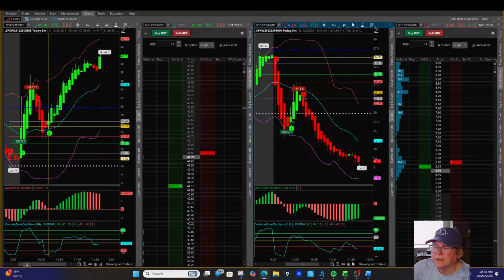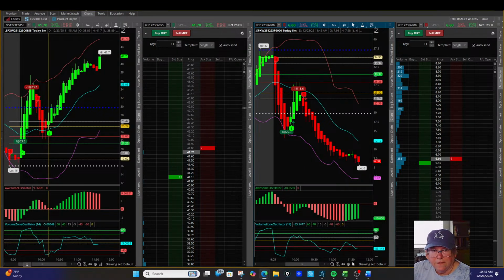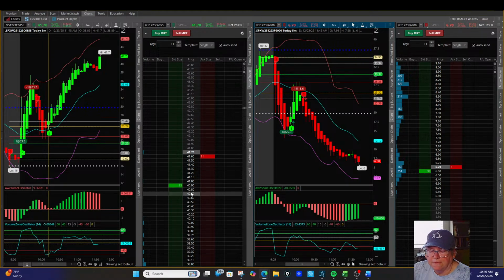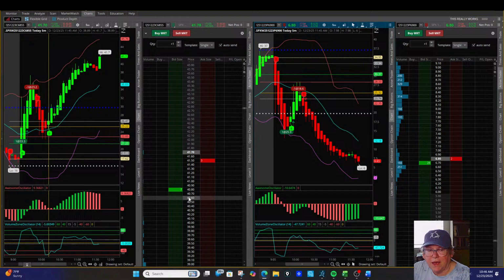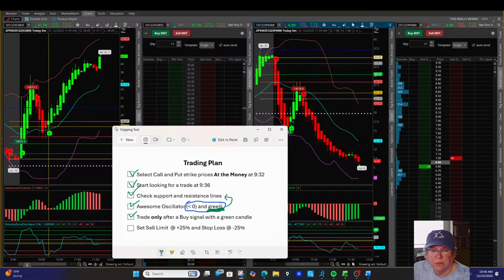I want to point out something, that it just went over the 41. That was like a fence, a roadblock, whatever you want to call it, and it just went past that. So let's look at our trading plan.